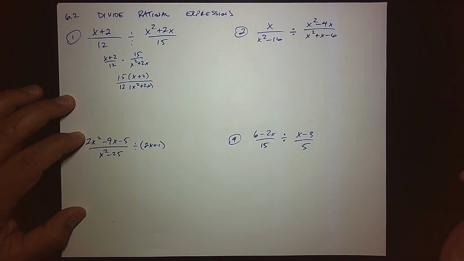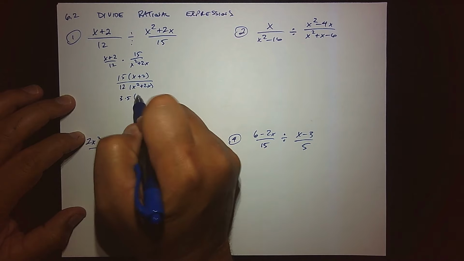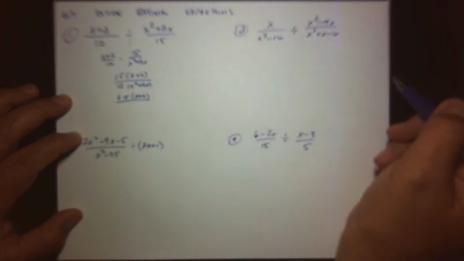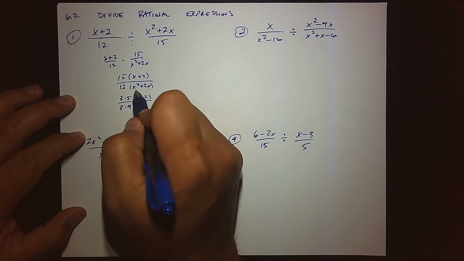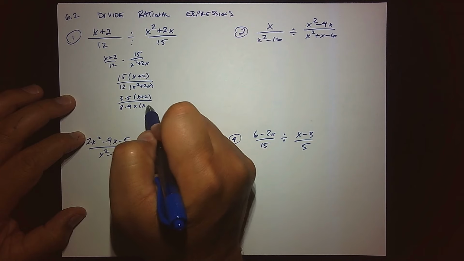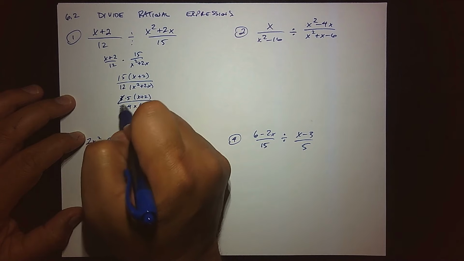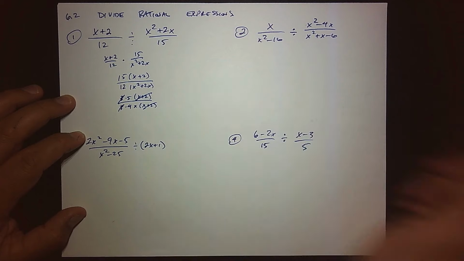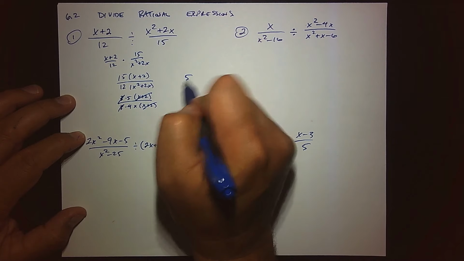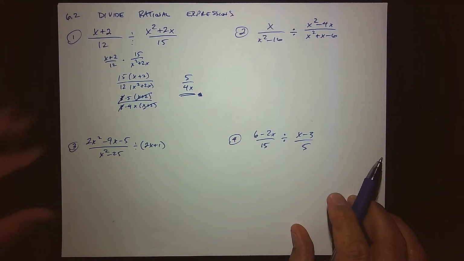And then the next idea is to factor. So 15 factors into 3 times 5. X plus 2 is already factored. 12, well, that's 3 times 4. And then we can pull an x out of there and get x plus 2. And so looking around, I can definitely see some common factors of 3. I can see a common factor of x plus 2. So our final answer for the first one is basically 5 over 4x. So nothing more to do there.